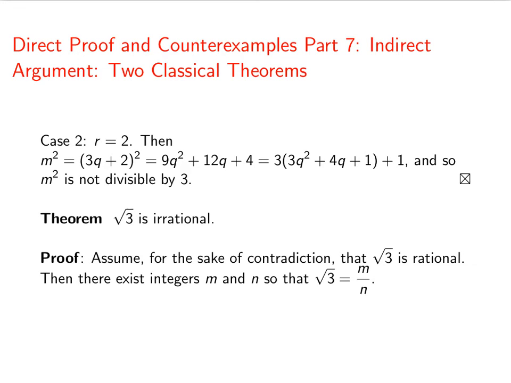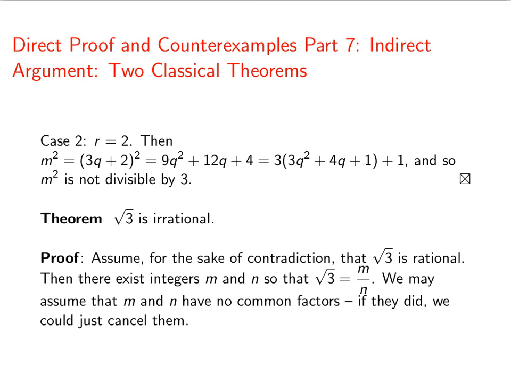All right, so let's write down what that means. It means that there exist integers m and n, so that square root of 3 is equal to m over n. Now, we can go ahead and assume that m and n have no common factors. If they did, we could just cancel them out. All right, so there's no factors that are in common with both of them. This is an important assumption that we're going to need later on.